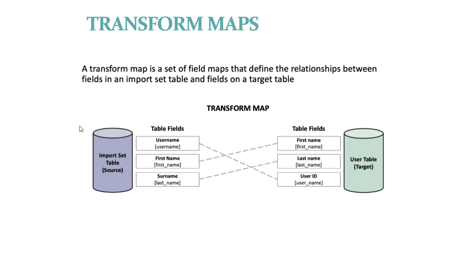Suppose there are three fields: username, first name and surname, which are captured on the Excel sheet and uploaded into ServiceNow. So the import set table will get generated, and after generating this import set table, we create a transform map with the target table, and we map those username values to user ID, first name to first name, and then surname to last name. So this will get mapped to the existing ServiceNow data. Suppose the user table or any CMDB table or company table or location table.